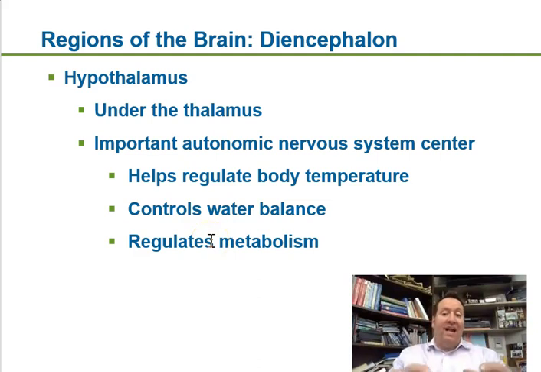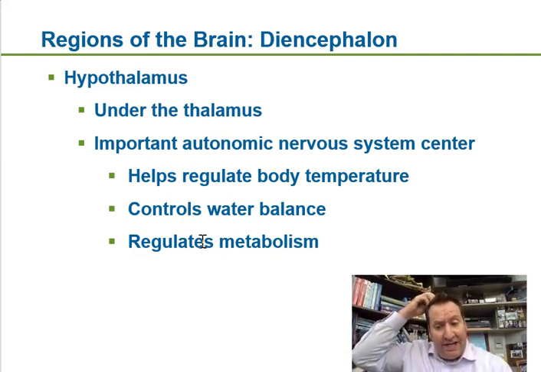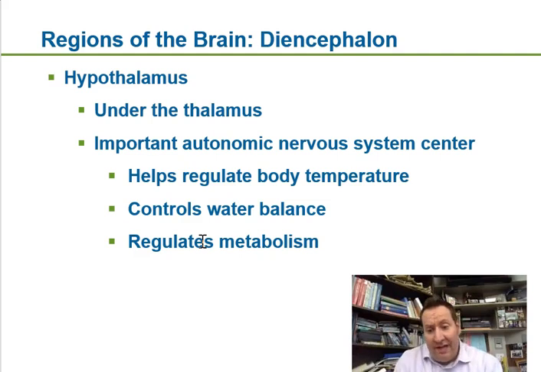Remember, if I'm standing in the thalamus and I look down, beneath me is going to be the hypothalamus. The hypothalamus has a variety of functions. Some of its major functions are to help regulate our body temperature, and it helps control our water balance.